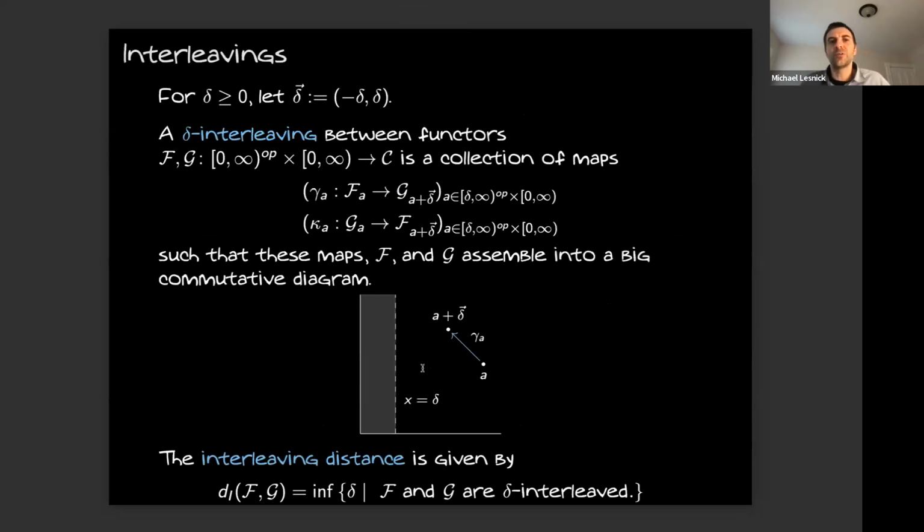And now I want to observe that in my setting, I have interleavings. So remember, I'm working over the poset [0,∞)^op × [0,∞). And all I want to say about this for now, I mean, this slide has a lot of notation on it, but the main point is that you can define interleavings here the way that you would expect, and the shifts go to the left by delta and up by delta. And then we have an interleaving distance associated with this.